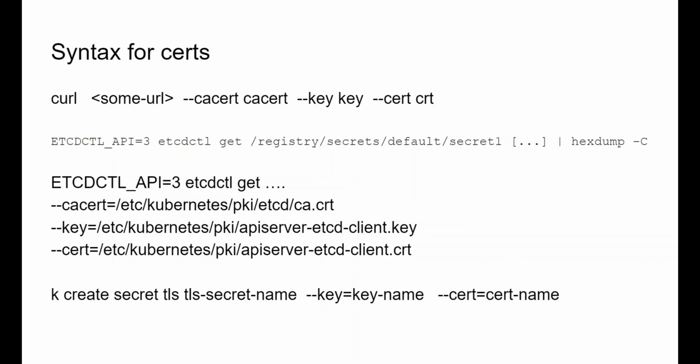Finally, to create a secret of type TLS, you need to pass the options of --key and --cert. So as you can see, there is something common in all of these commands, and the options are pretty much the same.